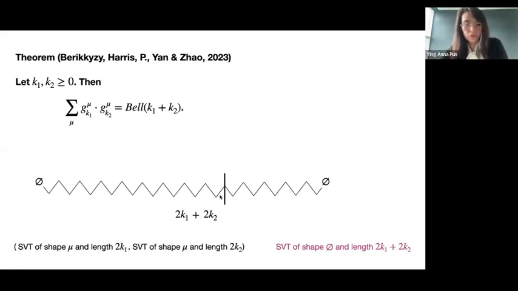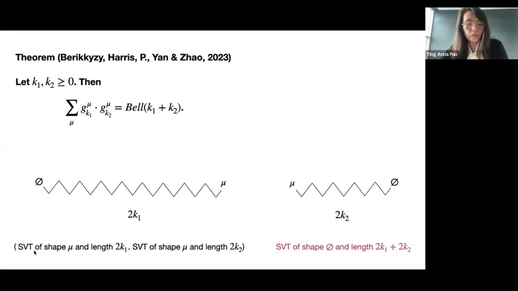And if you give me K1 and K2, I can easily break it down by just looking at where the 2K1 mark and 2K2 mark are. Wherever this shape is, that gives me the mu here, right? So that's good. Then I get back the original thing. So this is a bijection between pairs of SVT of different lengths and an SVT of empty shape and then length 2K1 plus 2K2.